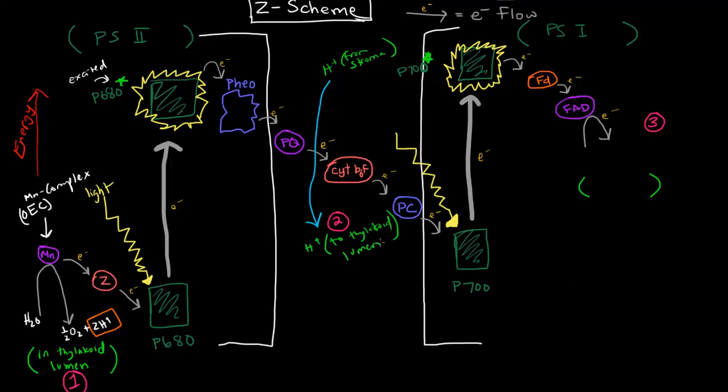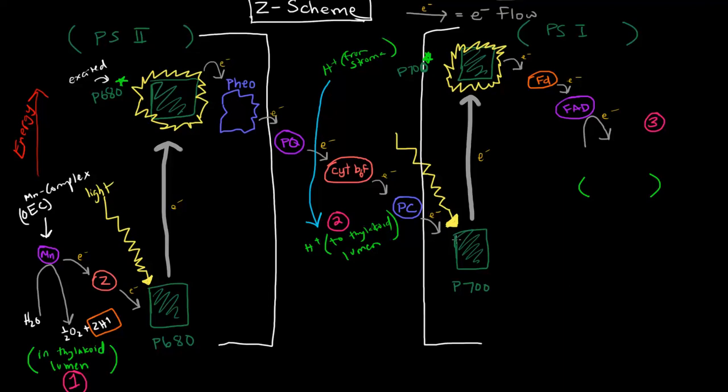So notice I wrote this number 2 here. There was a number 1 right here. These pink numbers represent the ways in which a proton gradient is established. So plastoquinone pumps protons from the stroma into the thylakoid lumen. So this is the second time we've seen a contribution to the proton gradient. Then we have these electrons continuing to flow down this scheme towards plastocyanin and then to P700.